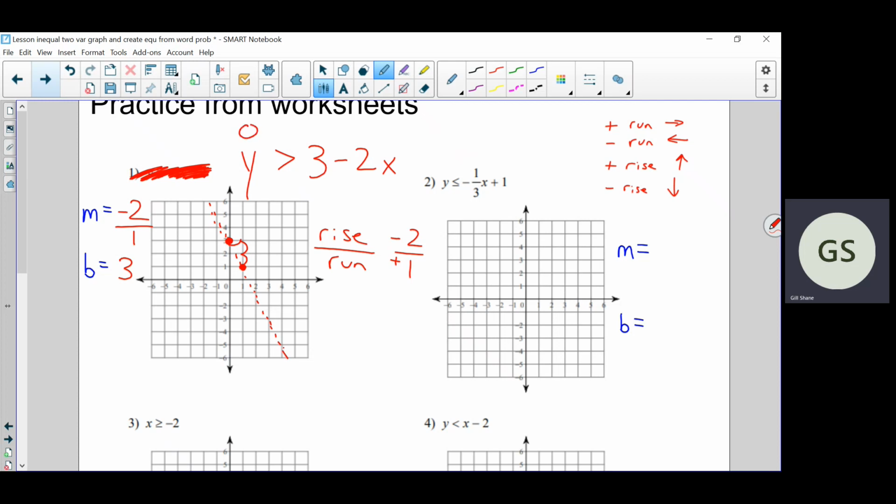So if I plug in 0 here, 3 subtract 2 times 0, that just gives 3 subtract 0 on the right. So is 0 greater than 3? Because 3 subtract 0 is 3. No, absolutely not. So 0, 0 does not work. That means nothing on this side works, which means I've got to shade this side.